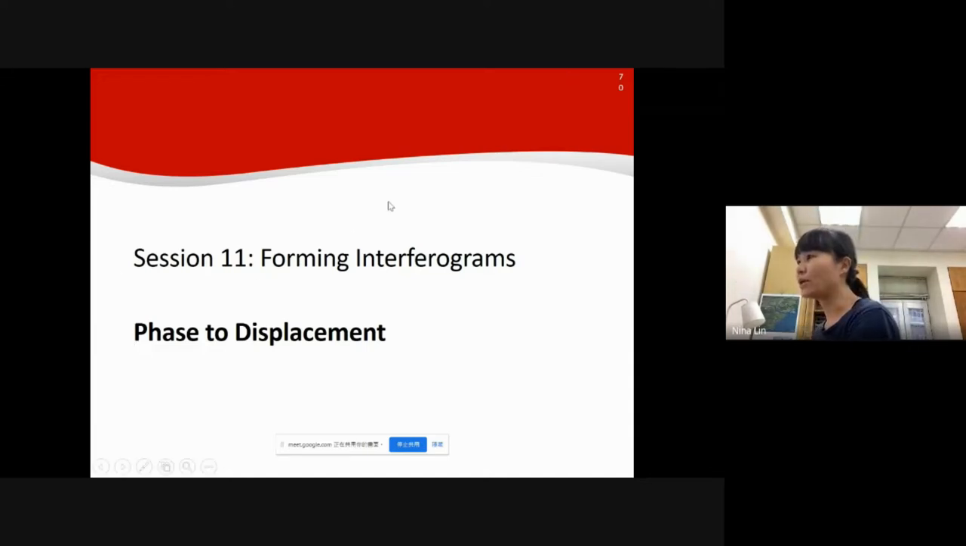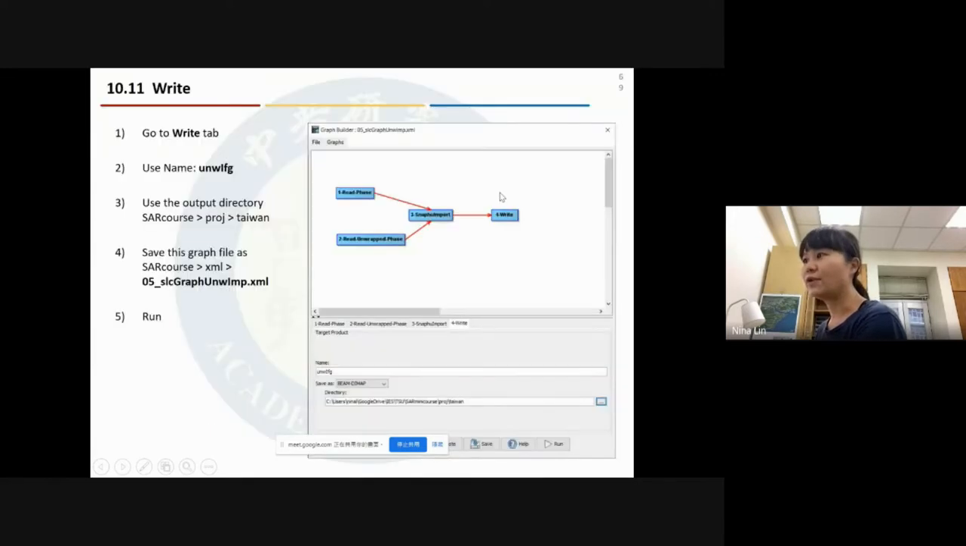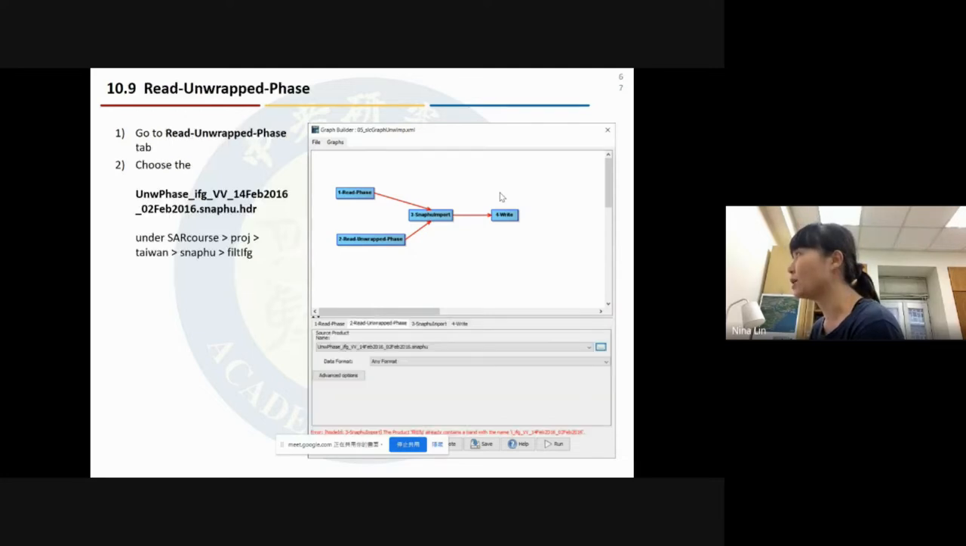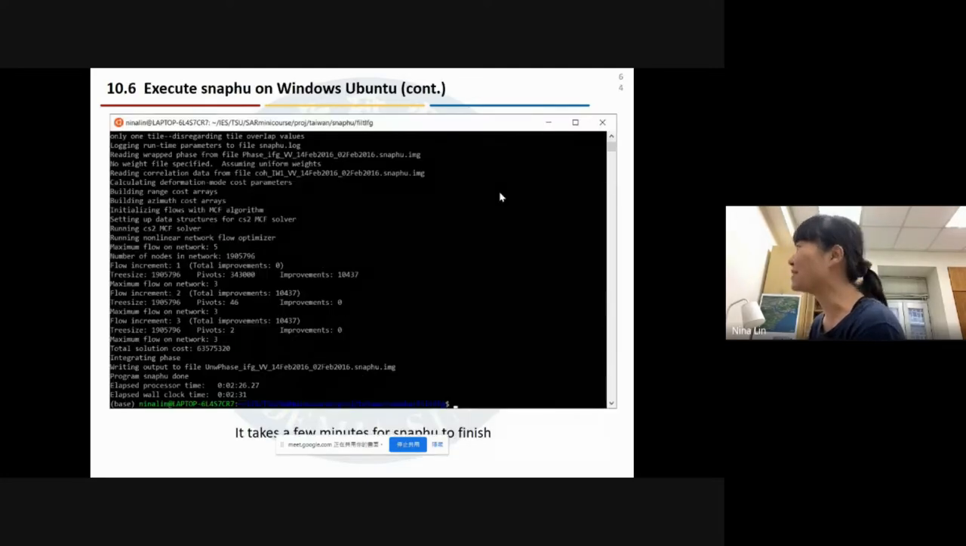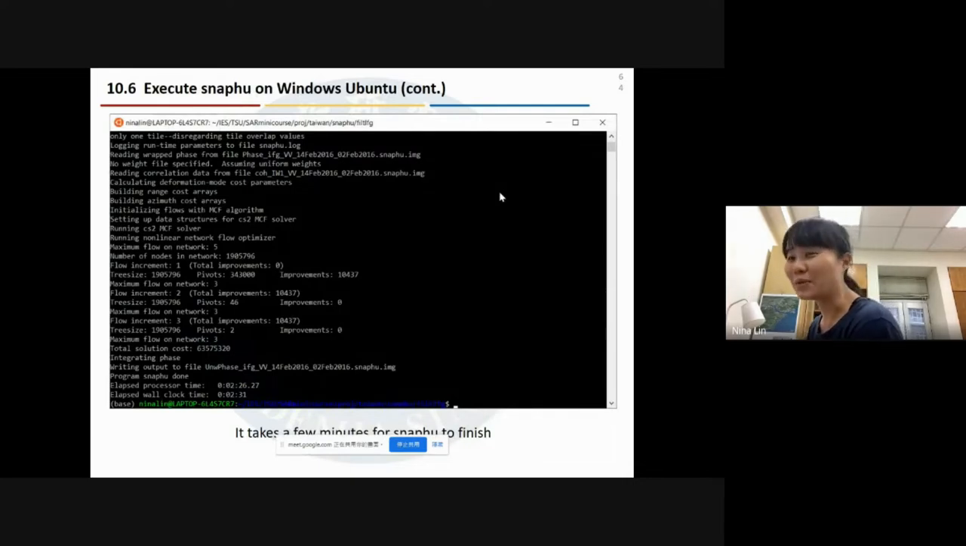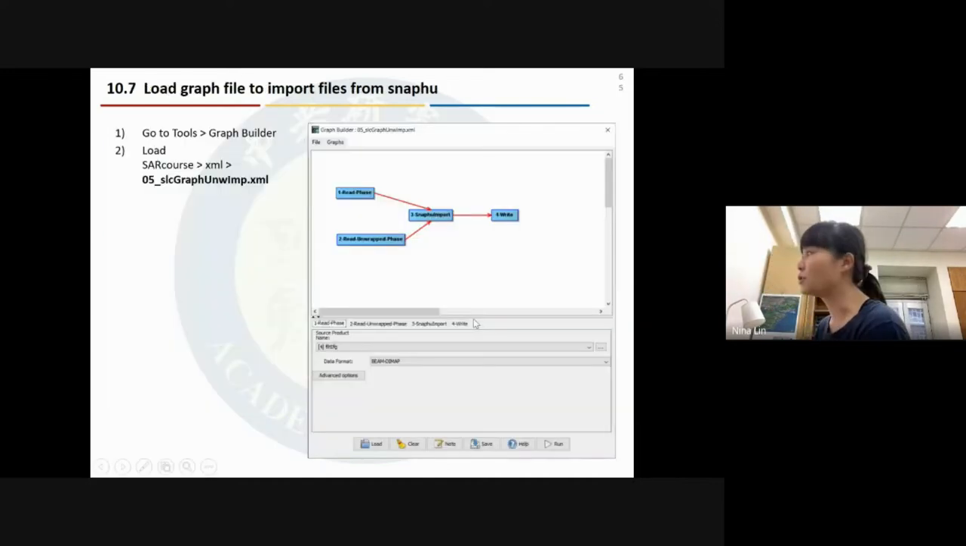Before we start the hands-on, if you still remember last time when we ended, we are exactly at this point where we have unwrapped the interferogram. Of course the unwrapping process is not very straightforward in SNAP, because you need to go through, if you still remember, the Linux on Windows to do the unwrapping. Some people emailed me about more details, and I hope you have already managed to finish. Okay, you have managed to do the unwrapping.